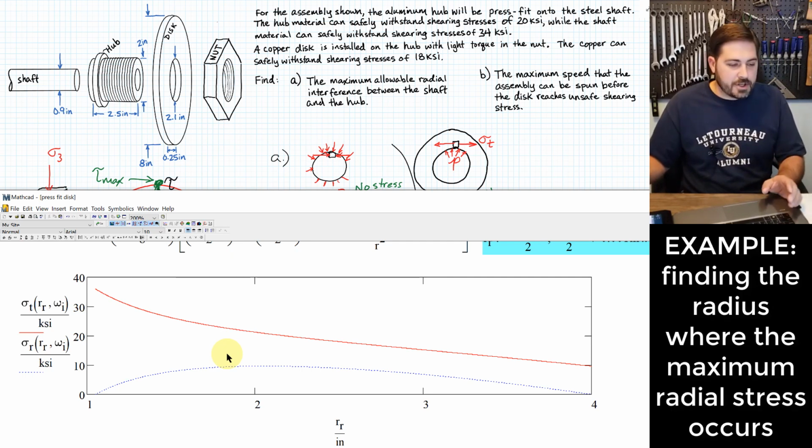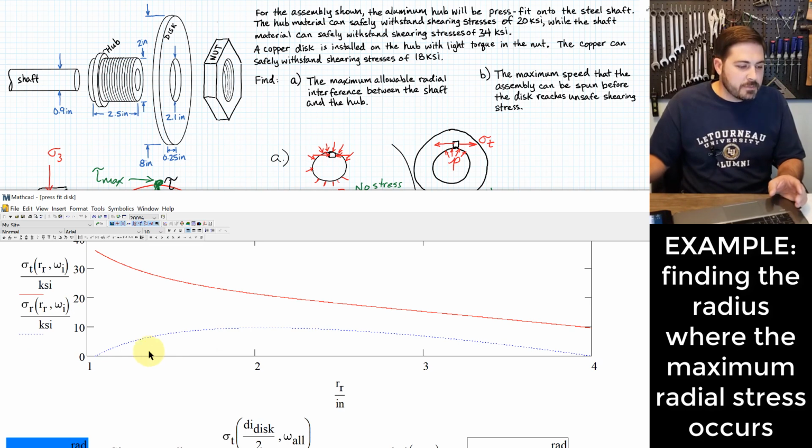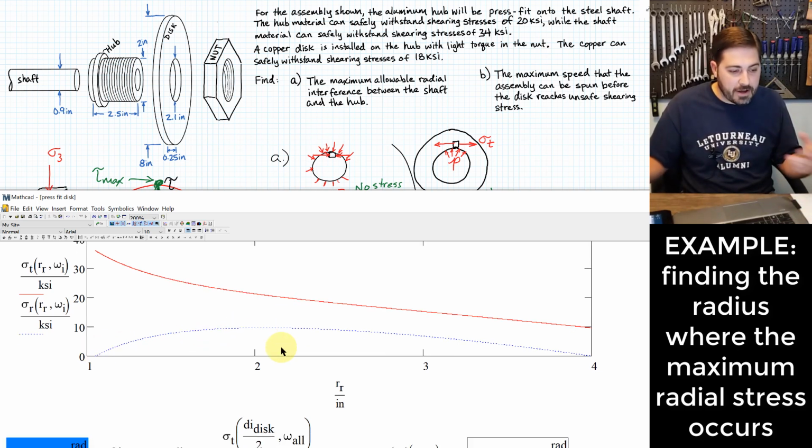One last thing that I'm going to touch on before we finish up. Anytime you see a curve that ends up with a maximum value somewhere in the middle, that's always interesting to me. So I'm going to mention that we can figure out where this maximum occurs in this curve for the radial stress. Even though it doesn't matter for our question of how fast we can spin the disk, it might matter for some other reason. There are a couple ways to do that.